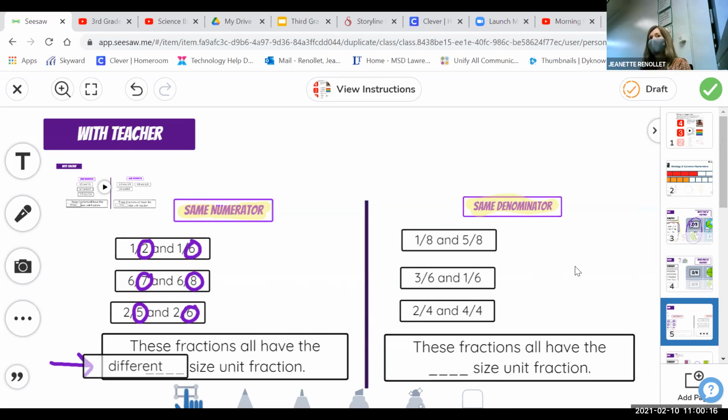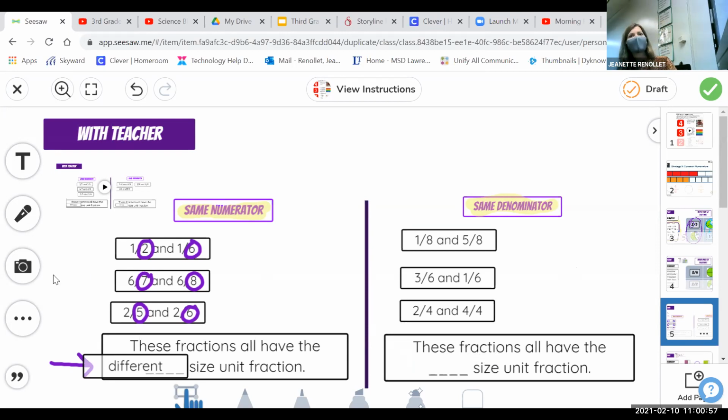On the other side, this side, we have 1/8 and 5/8. Will they have the same size unit fraction or different? It will be the same. Look at 3/6 and 1/6. Same unit fraction or different? Same unit fraction. They both have 6. 2/4 and 4/4. Same unit or different unit? Okay, so our word will be the same. These fractions all have the same size unit.